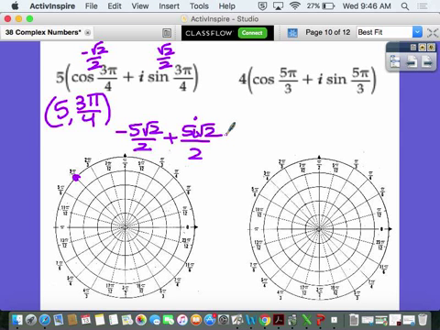What about the other one? What was the point? 4, 5 pi over 3. So 5 pi over 3 is here, in the 4th quadrant, 4th ring. And then do your magic. This one's 1/2, positive, and this one is negative. So when you distribute, what's half of 4? 2. And when you distribute over here, the 8 becomes negative 2i.